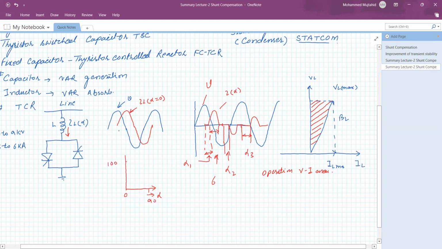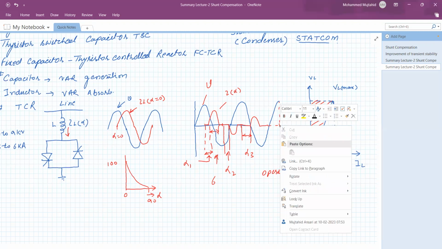So when the delay angle alpha is equal to 0, there is no delay, and the current will be maximum as per the capacity of the inductor. As the delay angle increases, the current decreases, and it becomes 0 at alpha equal to 90 degrees. Say here it is 90. So it is not going to conduct, so the thyristor is off.